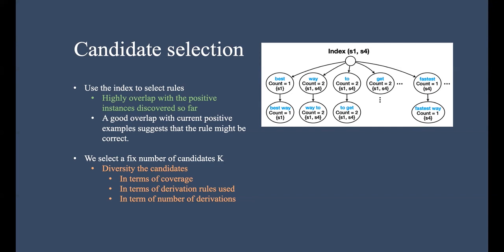But we also take some diversity measures into account to make sure that we have a different set of rules. So one would be, we want to select different subsets of rules that give us coverage over different parts of our positive set. So we want some diversity in terms of the instances they cover. The other thing that we want is diversity in terms of derivation rules that are used. So we want to diversify what keywords are appearing in these rules. And then the last thing is the number of derivations required to get that rule. A rule that needs fewer derivations is a simpler rule, but one that needs 10 steps of derivations is a much more complicated rule. So we are adding some diversity in terms of the complexity of the rules that we select.